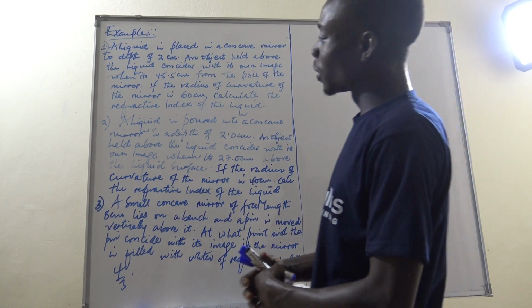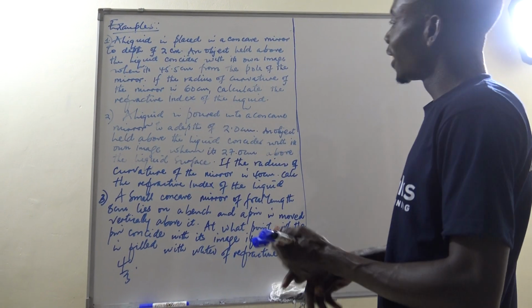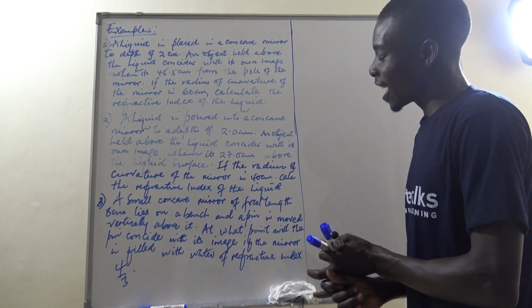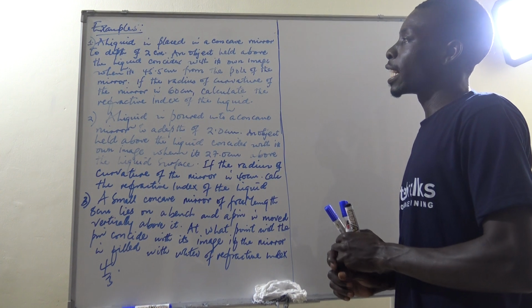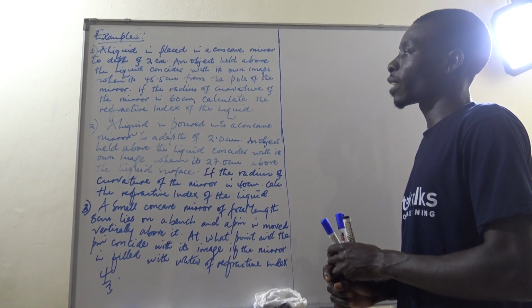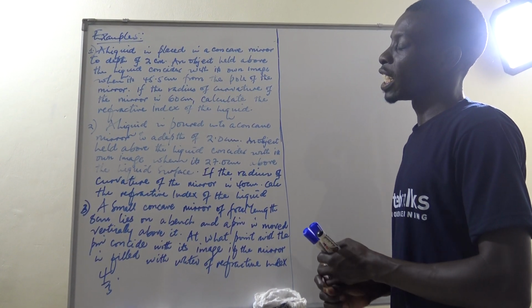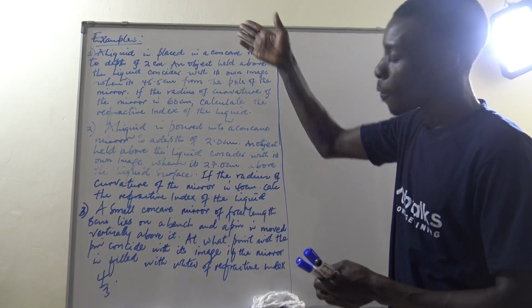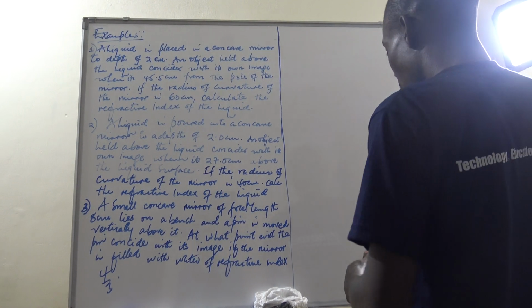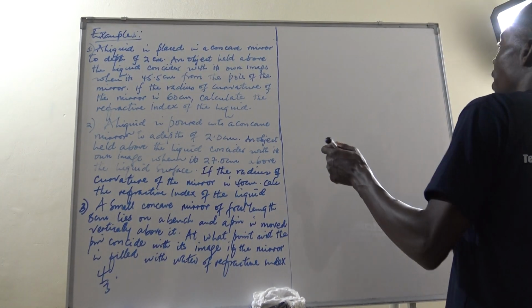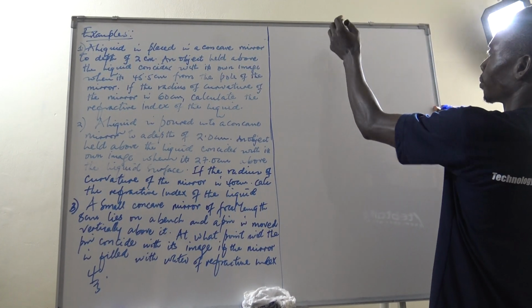So we have some simple numerical examples here that test the first idea we looked at, the expression for the refractive index of a small amount of liquid in a concave mirror. There are these three examples. Let's see how we can analyze them and get their solutions.